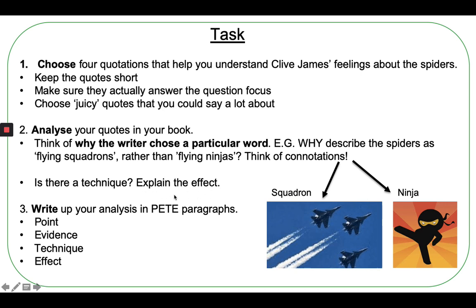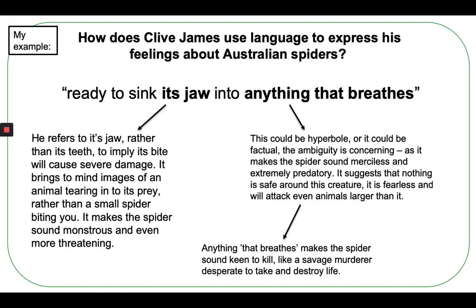Obviously, I can't give you the marks. And then you're going to write up your analysis in a PEAT paragraph or a PEAT-A. So the analysis should go instead of the effect. Right, you're going to have to take command now and you're going to go backwards and forwards. If you feel you need a little bit more help, never fear, I'm always here for you. Here's an example of what I've written for one of the quotations.